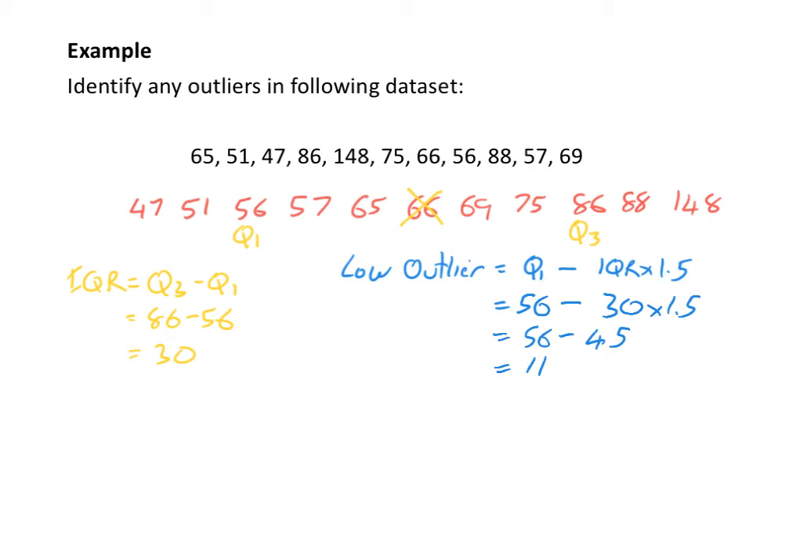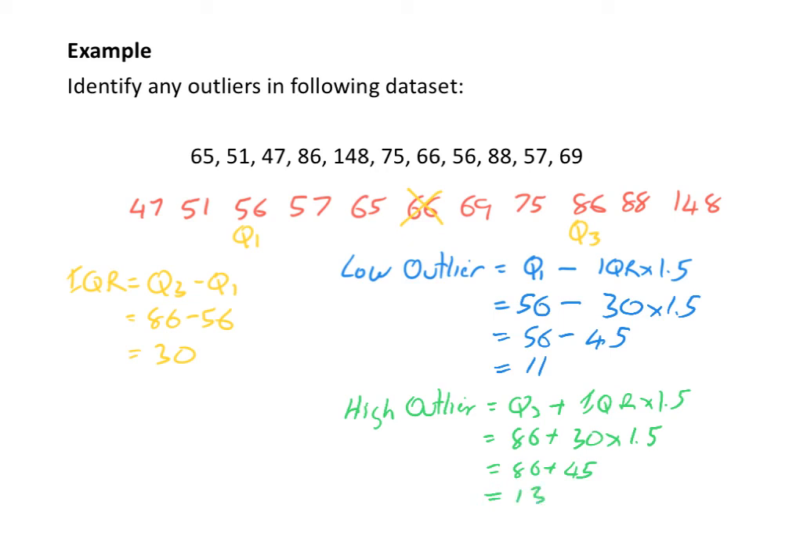And having a look at my high outlier value, it is going to be quartile 3 plus interquartile range times by 1.5. So that's going to equal 86 plus 30 times 1.5. So 86 plus 45, which equals 131. So if I've got any values above 131, they will be considered an outlier.